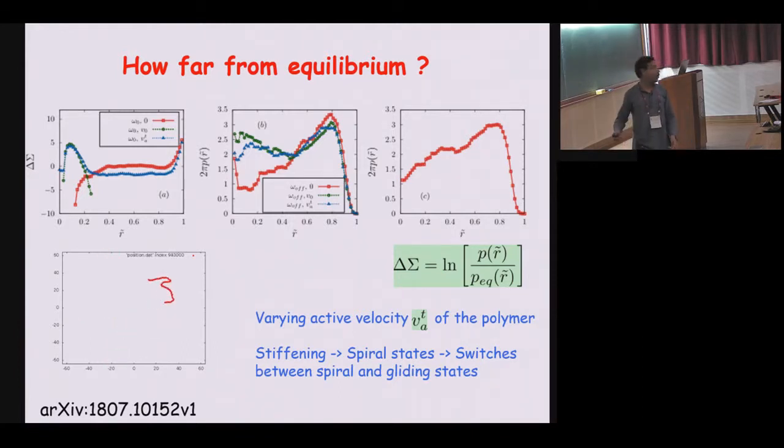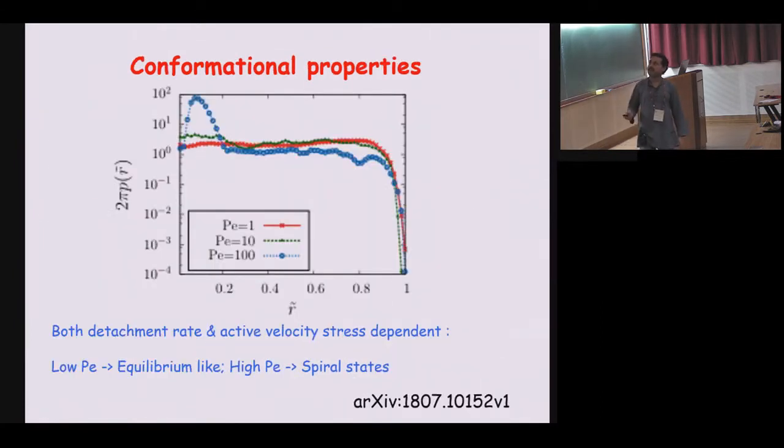Now if you put in a velocity which is dependent on the load, again you see a peak near that, which shows that it goes between open and coiled states. Now you can obviously play around with this system. You can ask what happens when both the detachment and the active velocity are stress dependent, which means both depend upon the load, presumably the more experimentally relevant scenario.